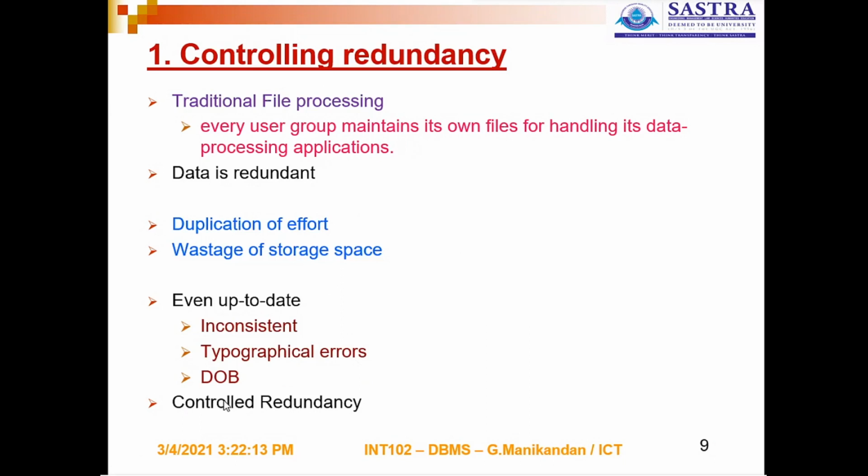Now, the major advantage in your database system is that redundancy is controlled. Your database system has controlled redundancy. Why? Because you collect all the data into a single repository and store all the data in a single location. Initially you will have some redundancy, but once your database is normalized, your redundancy will be eliminated. That is the third unit.